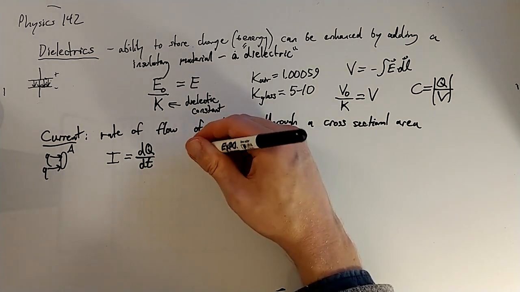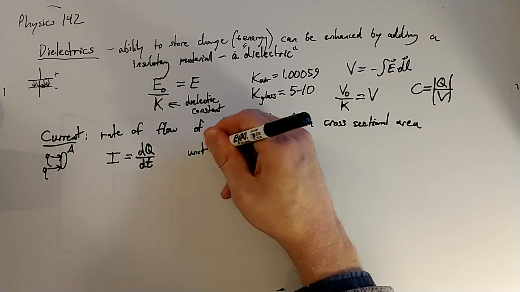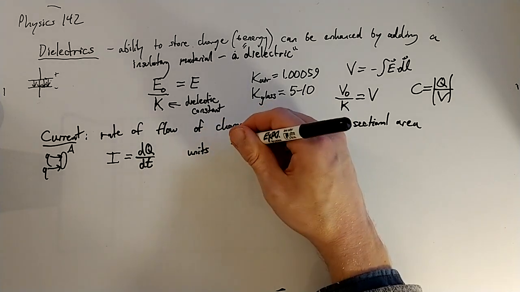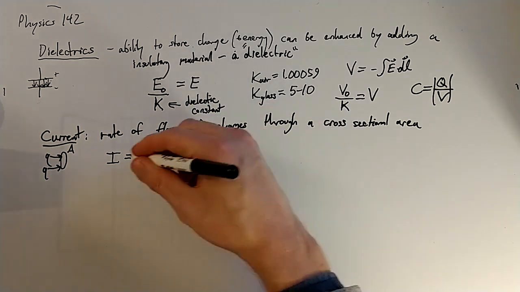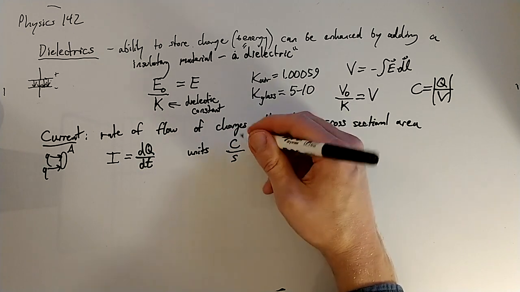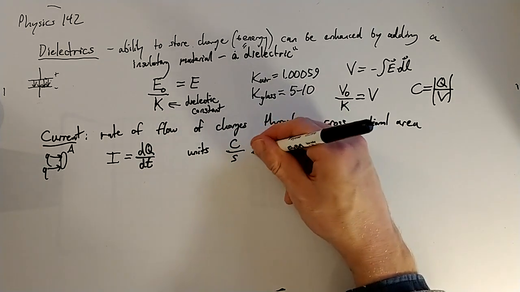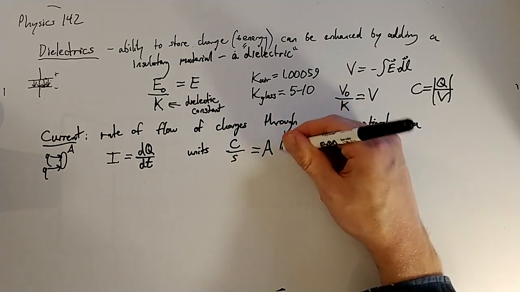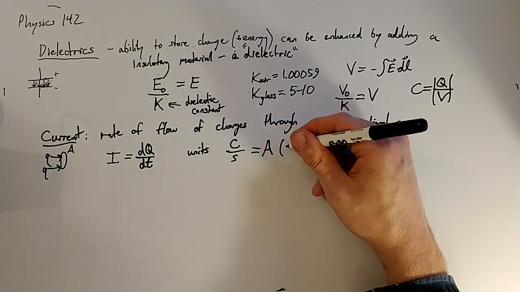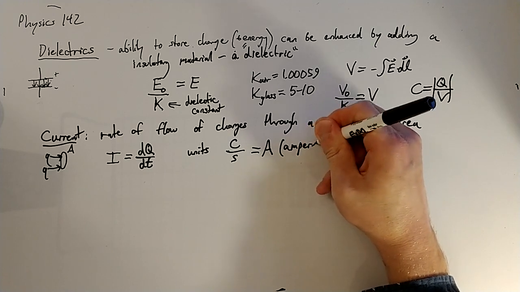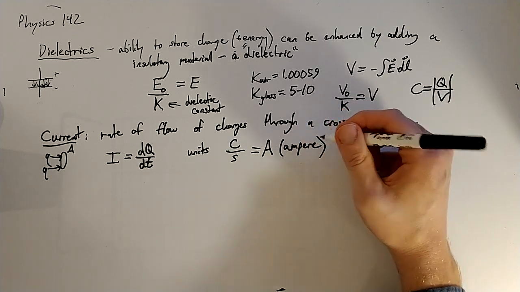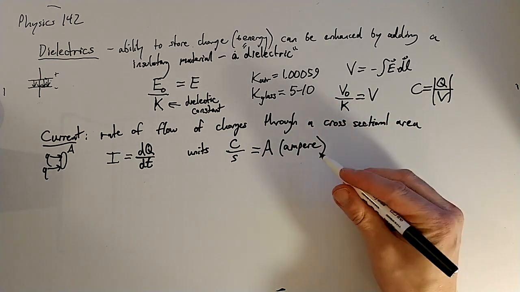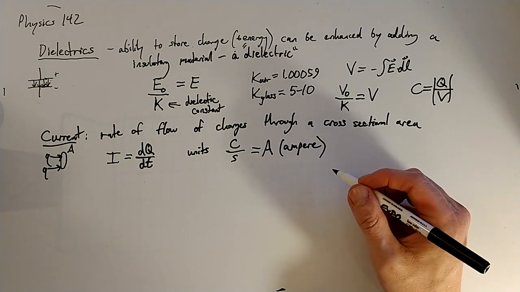That means that the units for current are going to be the units of charge, which is a coulomb, divided by time, a coulomb per second, right? Coulombs per second. And this gets a special name, which we represent with the letter A, which stands for 1 ampere. All right, so current is measured in amperes, which is given with the letter A.